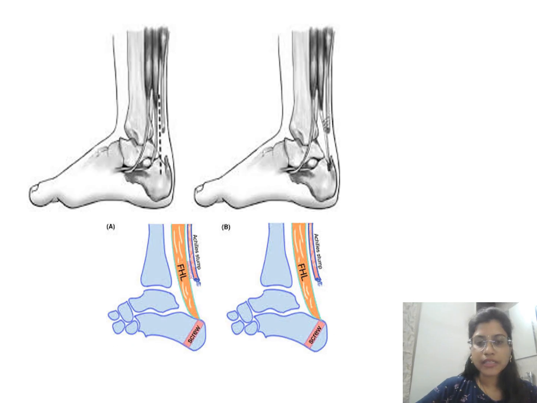This is a diagrammatic representation of FHL transfer. This is the ruptured part of the Achilles tendon, and this is the FHL. This is the FHL portion. You can combine the FHL with the Achilles tendon, and both together you can insert onto the calcaneal tuberosity and fix it with screws into the calcaneum. The other option is to debride the Achilles tendon stump, bring the FHL onto the calcaneal tuberosity, and fix it with screws to the calcaneum.